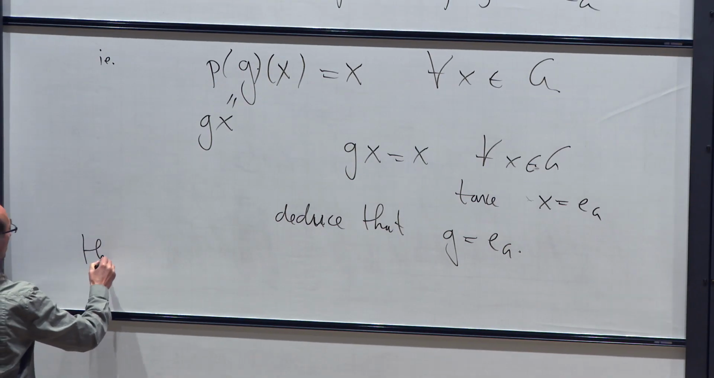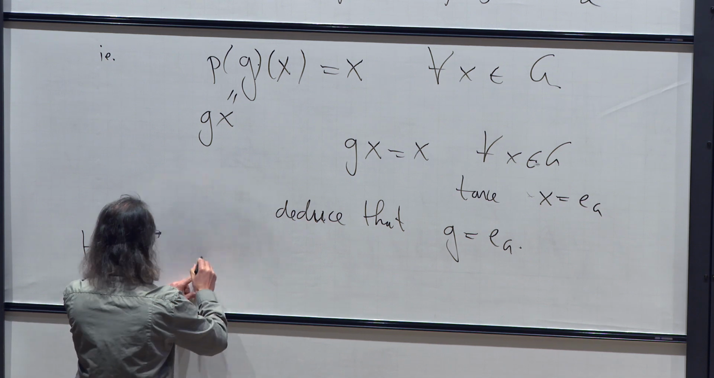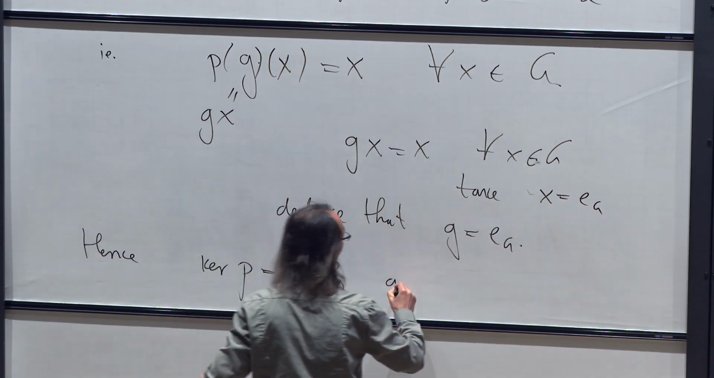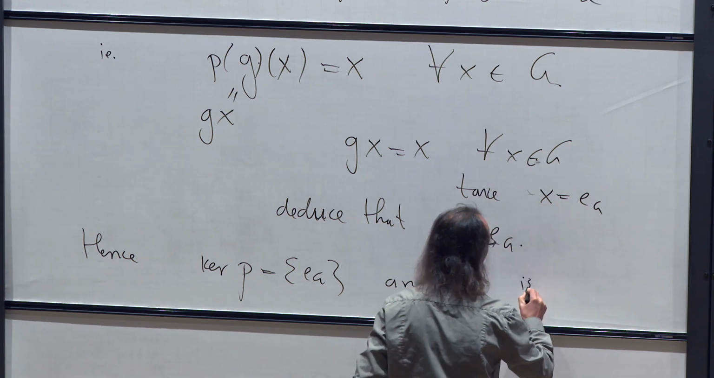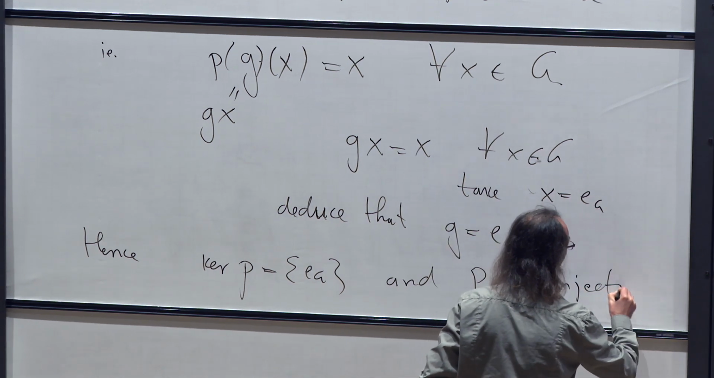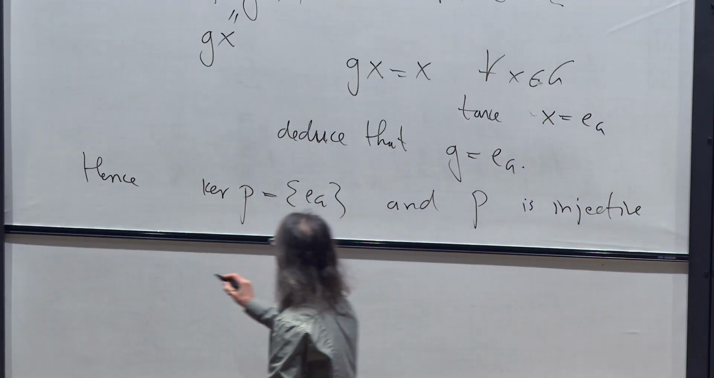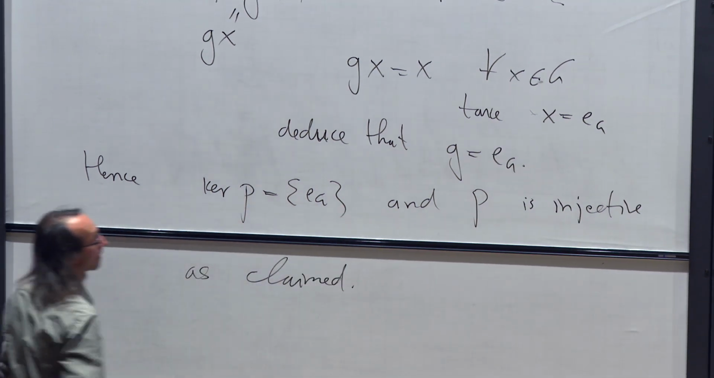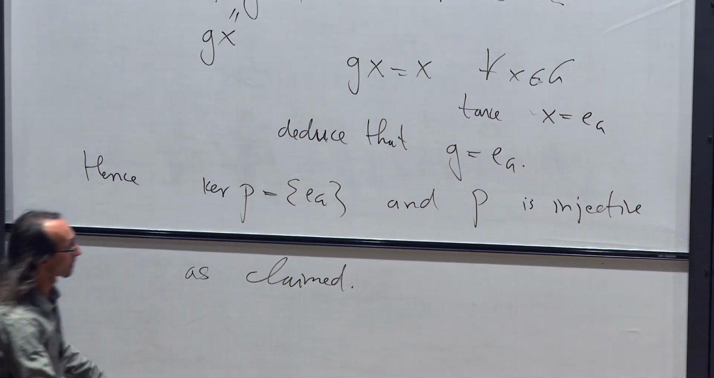Hence, the kernel of rho is the identity only, and rho is injective as claimed. Right. And this proves everything, yeah?